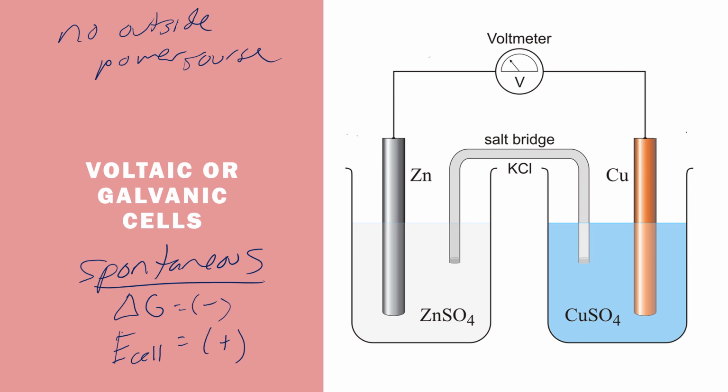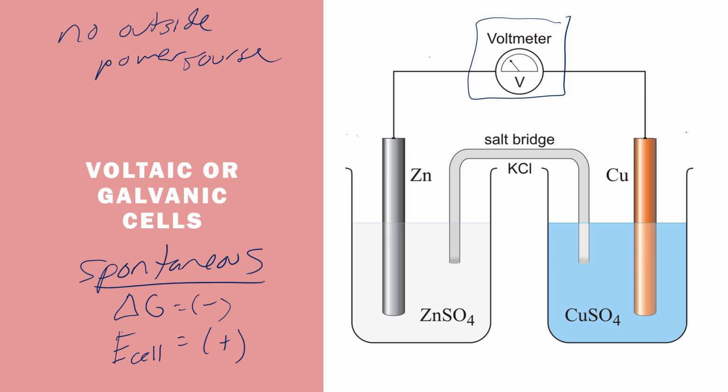So when you are creating or looking at a diagram of a voltaic cell, you'll see that typically it's attached to something, but that's just going to measure the voltage produced by the electrons traveling through that wire. It will not provide power. We're going to look at electrolytic cells probably in section 10. And electrolytic cells will have a power source of some kind. The electrolytic cells are non-spontaneous because they require an input of work from that power source. And electrolytic cells will have a delta G that is positive and a cell potential that is negative.